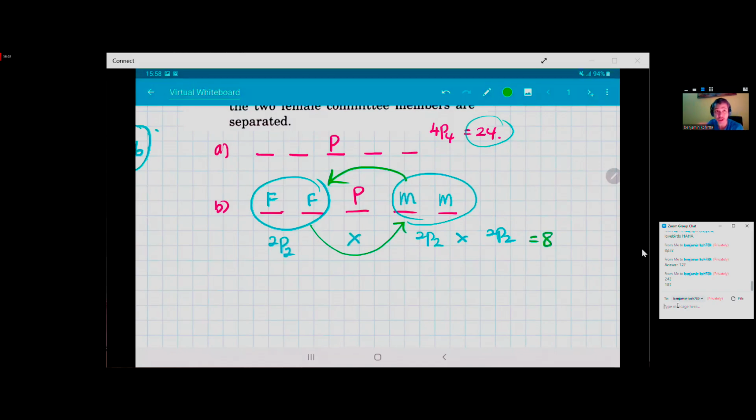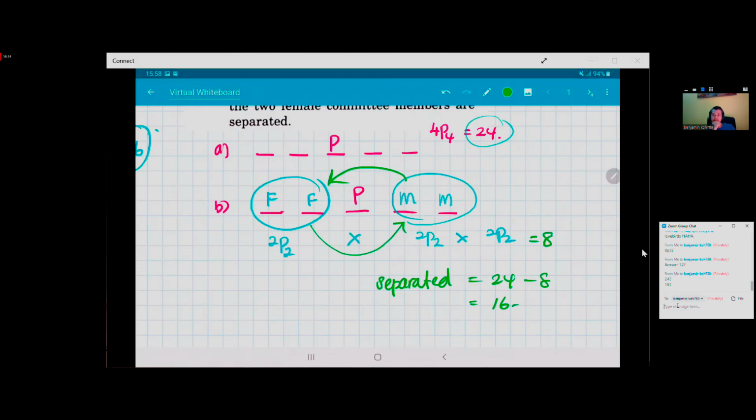But 8 is not the answer. Remember, I said the answer is 16. So to find separated, we take 24 minus 8. Then you get 16. Boleh faham tak? This is to help you understand that sometimes the easiest thing to do when they are separated is do together, then tolak.